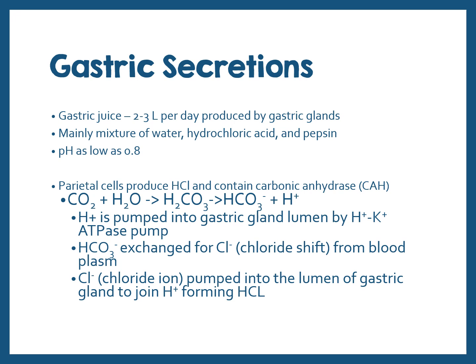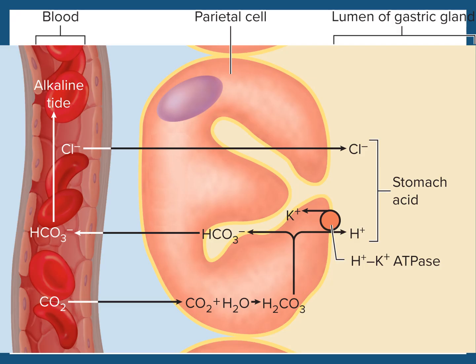Of course, I have a picture for you next. So this is a nice diagram of the blood, that parietal cell, and then the lumen of the gastric gland. And it shows how carbon dioxide is taken in, and it's going to be converted to that HCO3, which is going to get pumped out in exchange for the chlorine, and then the chlorine plus the hydrogen is going to create hydrochloric acid, which is your stomach acid.